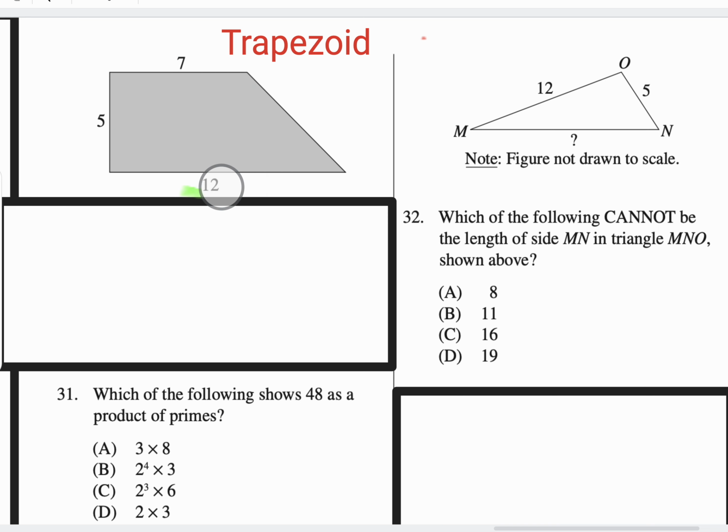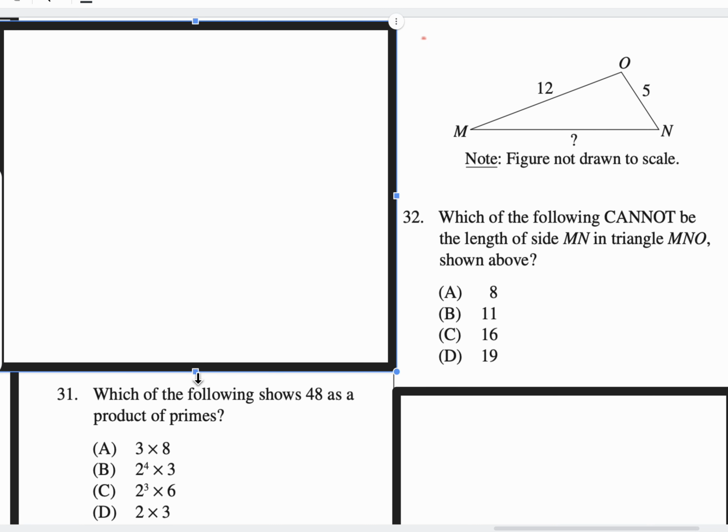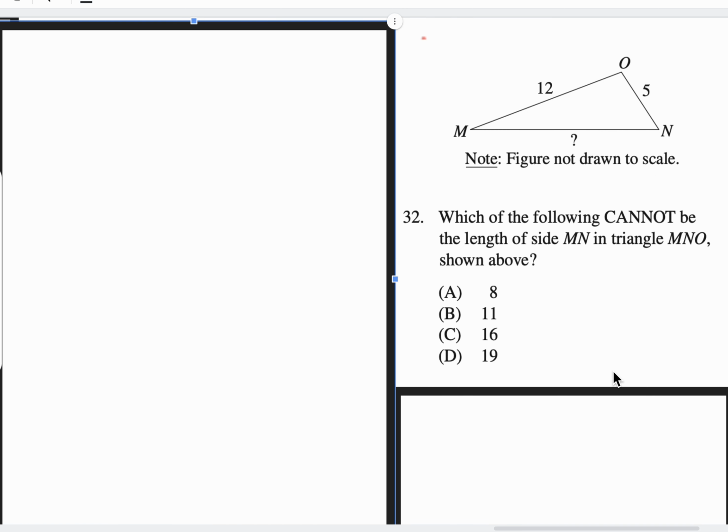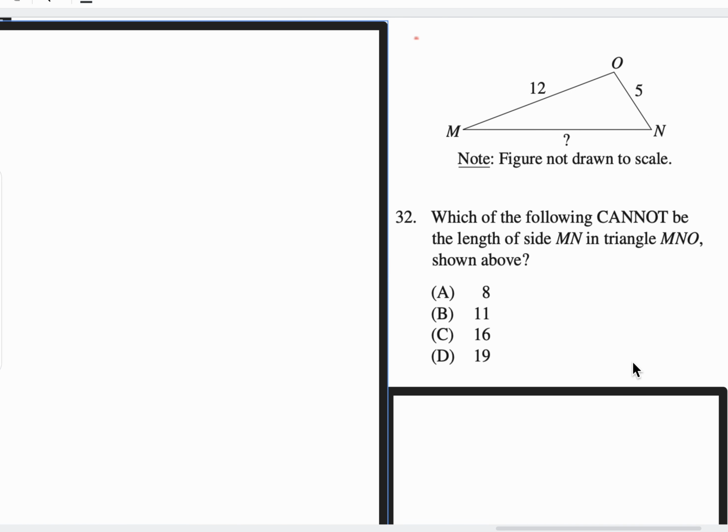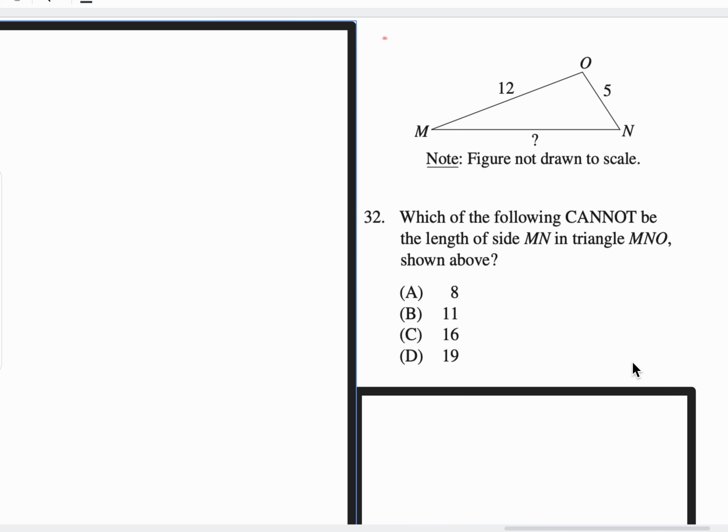Great, let's continue on to number 32. Which of the following cannot be the length of side MN in triangle MNO shown above? Let's go ahead and write a note into our math journal here. This will be geometry. The third side of a triangle must always be greater than the difference and less than the sum of the other two sides.